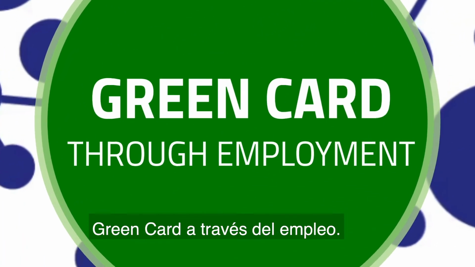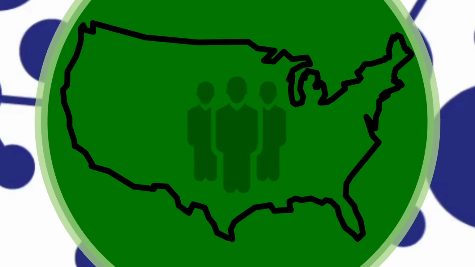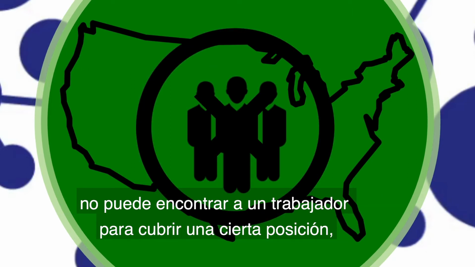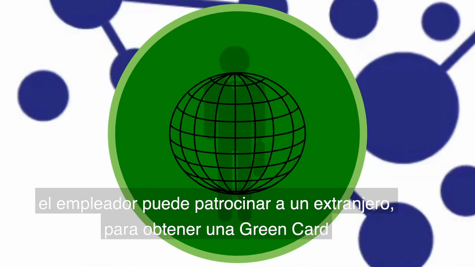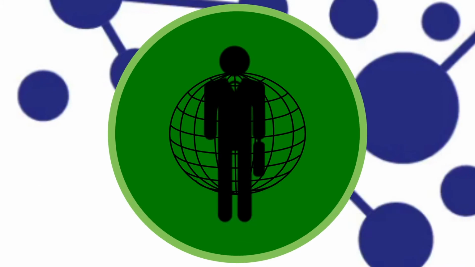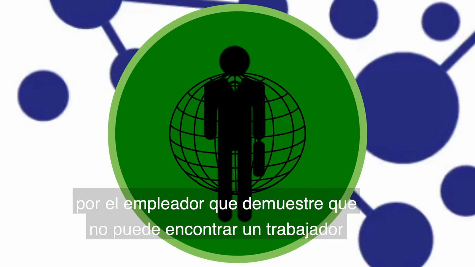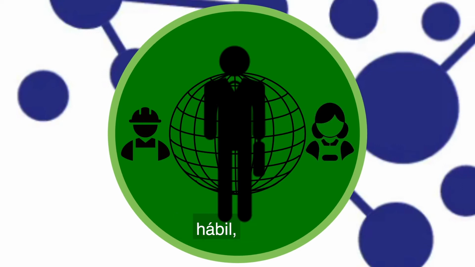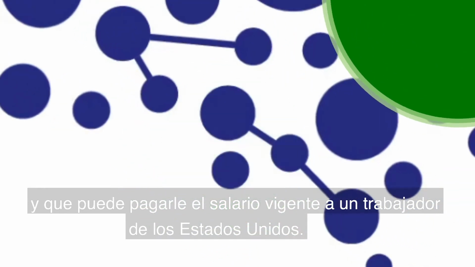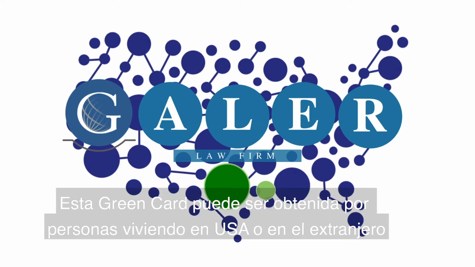Green card through employment. If a company in the United States or a US citizen cannot find a worker to fill a certain position, the employer can sponsor a foreign national to obtain a green card so he can work for that employer. The government will provide the green card to the foreign person, provided the employer demonstrates that he cannot find a qualified, able, available, and willing US worker, and that he can pay him the prevailing wage. This green card can be obtained by people living in the US or living abroad.